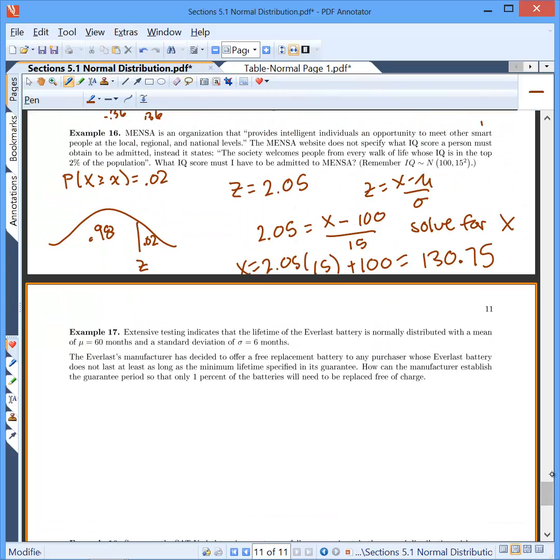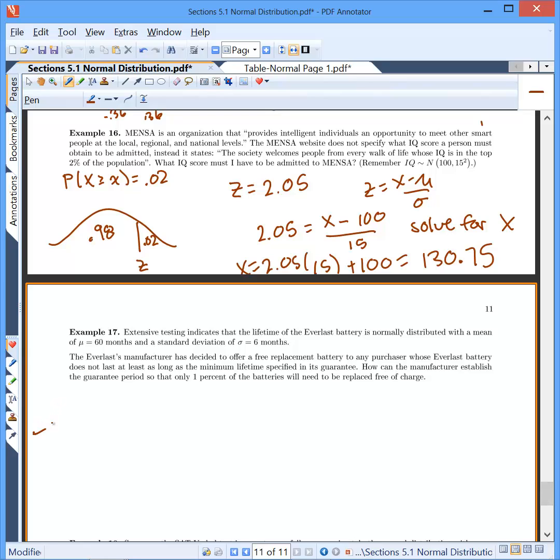For our next example, extensive testing indicates that the lifetime of the Everlast battery is normally distributed with a mean of mu equals 60 and a standard deviation of sigma equals 6. They're going to offer a free replacement battery to any purchaser whose Everlast battery does not last at least as long as the minimum lifetime. How can the manufacturer establish the guarantee period so only 1% of the batteries have to be replaced free of charge?